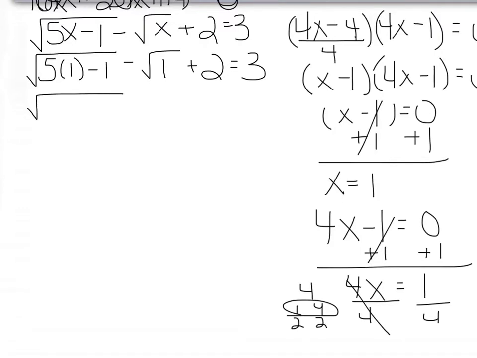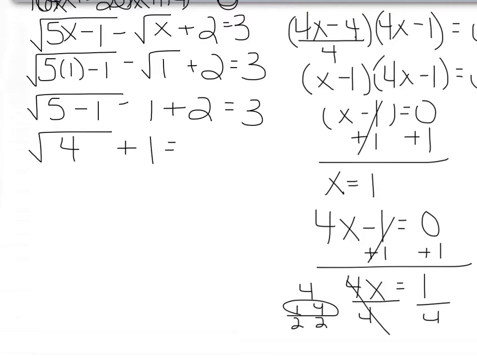5 times 1 is just 5, leaving me 5 minus 1 under the square root, and the square root of 1 is just 1. 5 minus 1 is 4, so you have the square root of 4. Negative 1 plus 2 is positive 1 equals 3. The square root of 4 is 2. Is 2 plus 1 3? Yes, it is. So we know x equals 1 is a good answer. Now we need to try x equals 1/4.